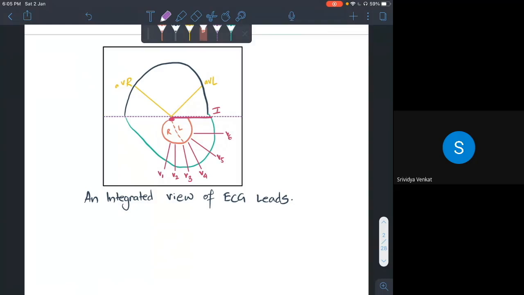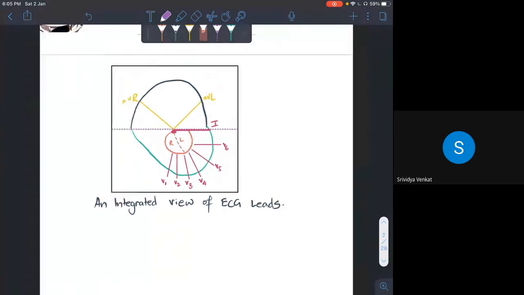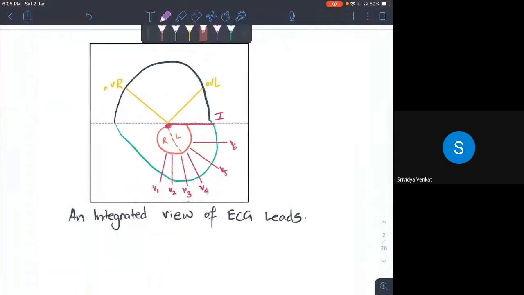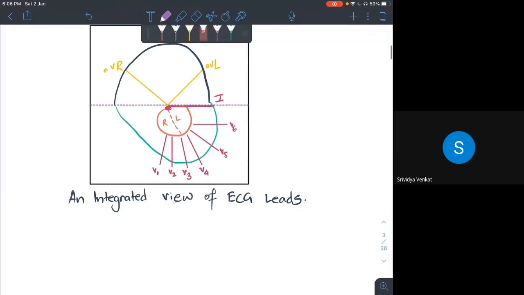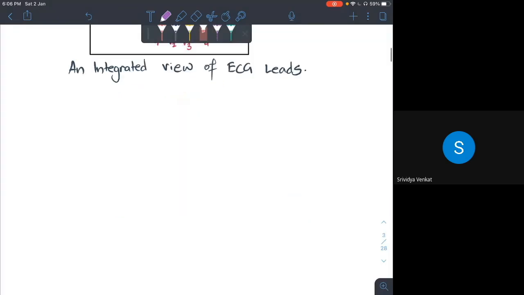So if you look at AVR, AVL, and 1, like I just said, they give you a coronal section of the heart. You understand where the deficit is in a coronal view. Now, if you add that to the transverse section view of the chest leads, V1 to V6, you get an exact location of where the defect is. We're going to come back to this when we're solving ECG questions. So I'm just going to quickly go ahead.